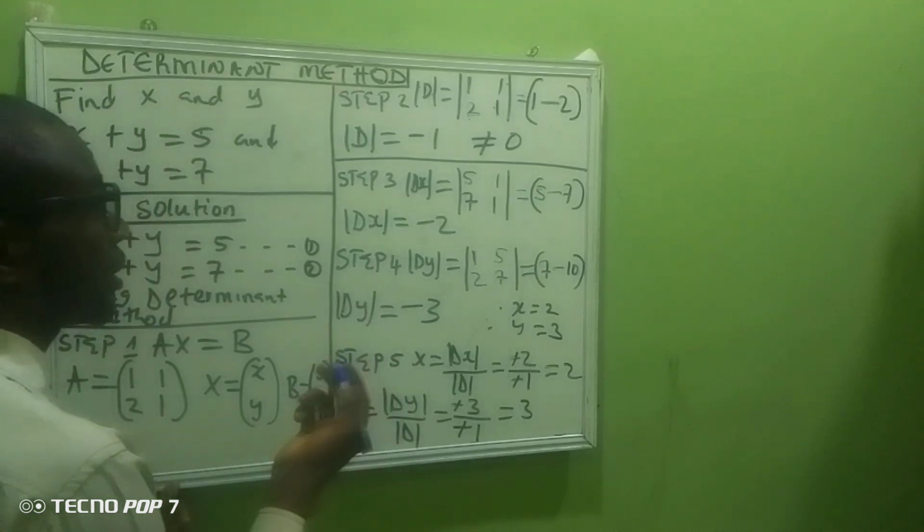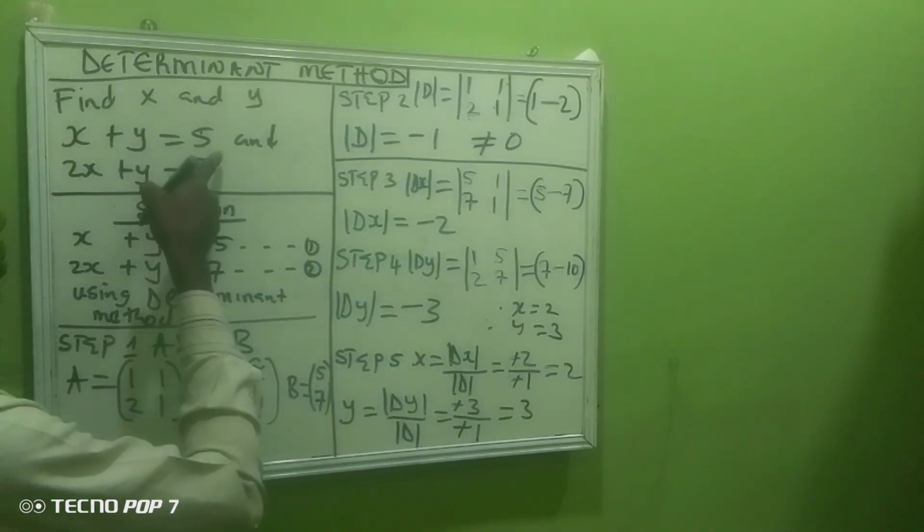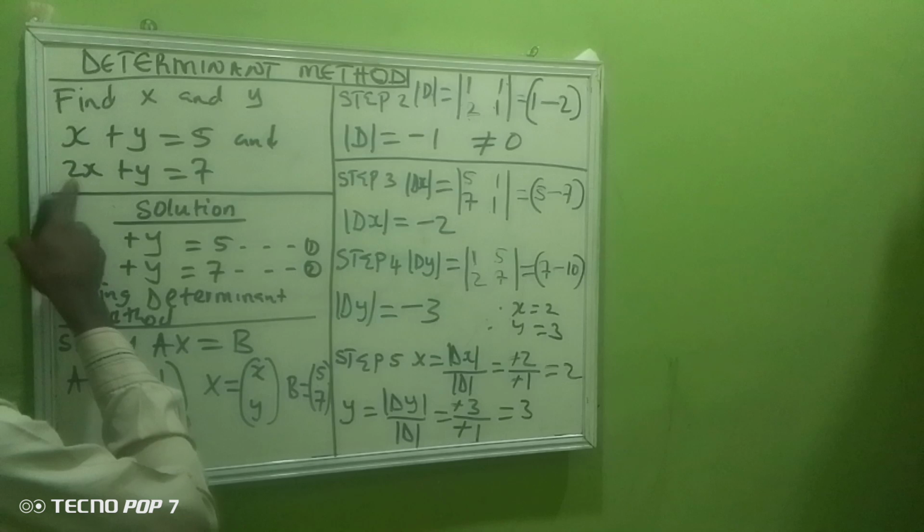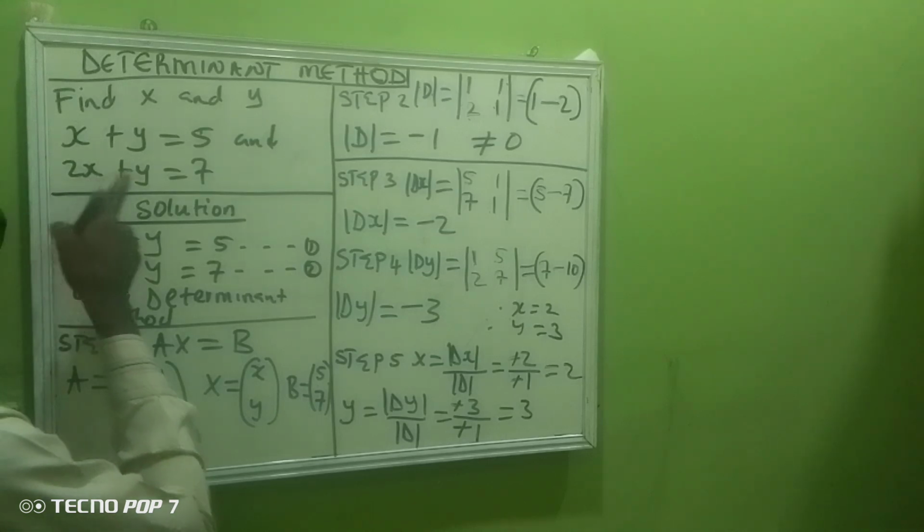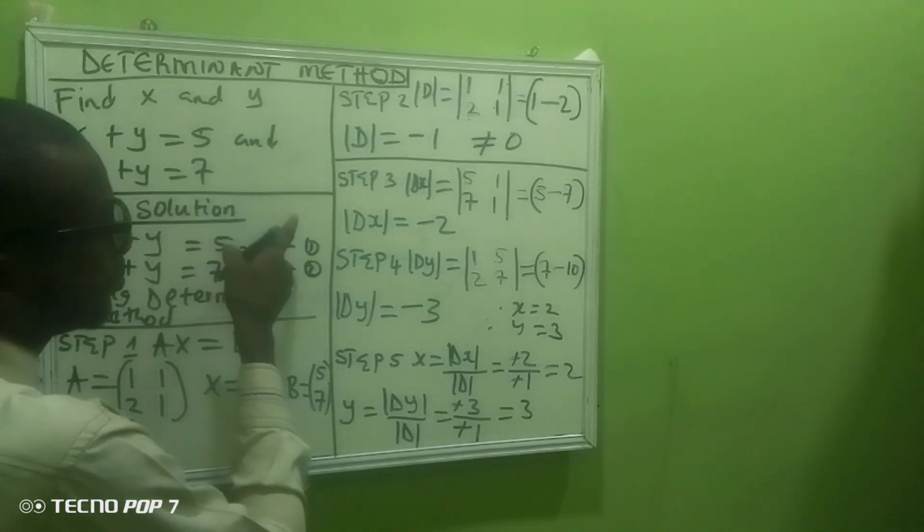And if you want to test your answer, 2 plus 3 is 5. 2 times 2 is 4. 4 plus 3 is 7.